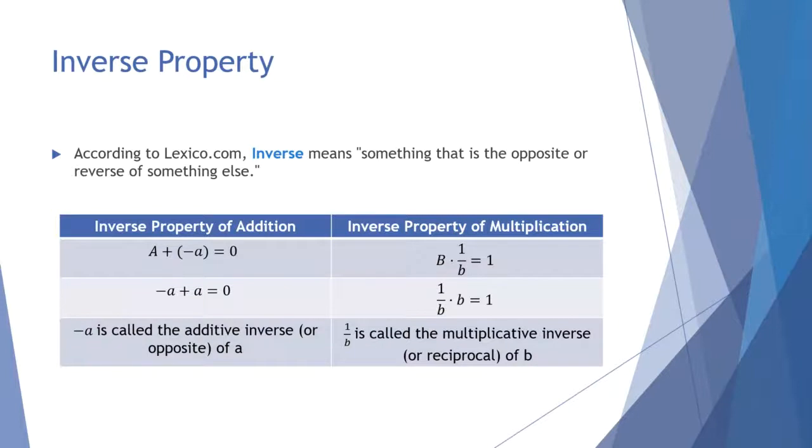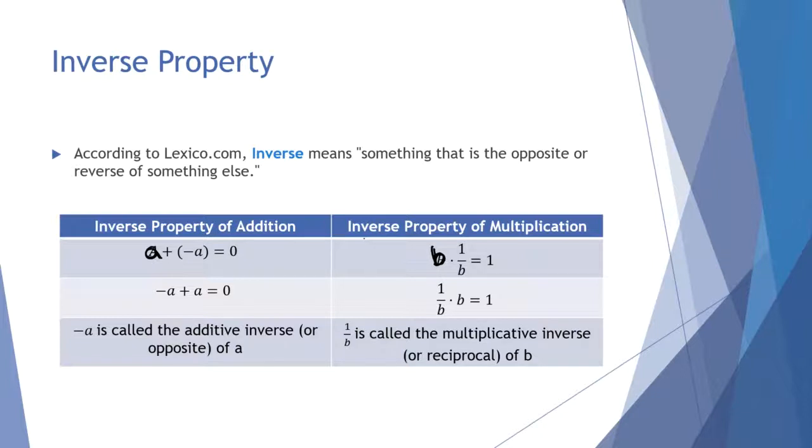Now we have the inverse property. So lexico.com, it's another different type of dictionary. I actually liked this definition better than the one on dictionary.com. But inverse, if we look at what the word inverse means, it means something that is the opposite or reverse of something else. So that's why this is called the inverse property. Again, this is supposed to be a lowercase. My computer just wants to automatically capitalize the first thing there.